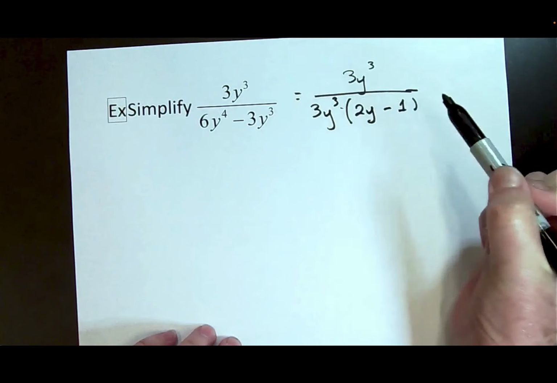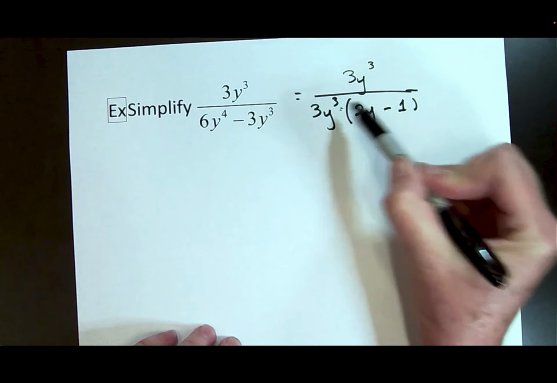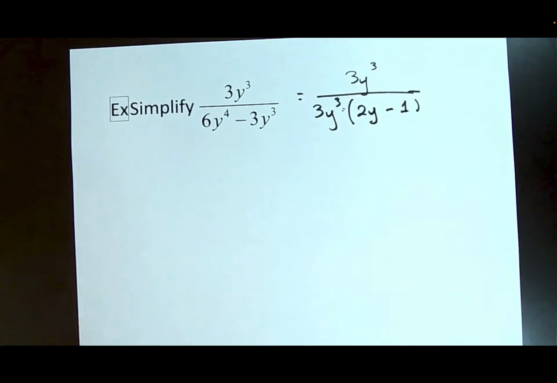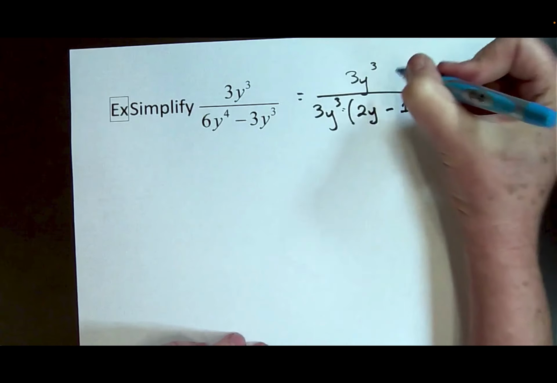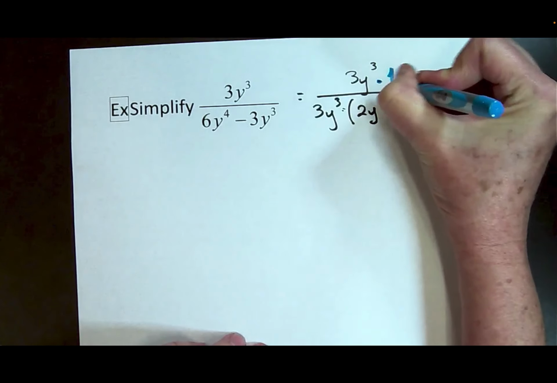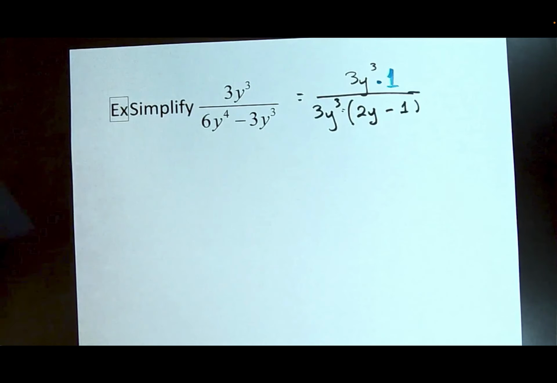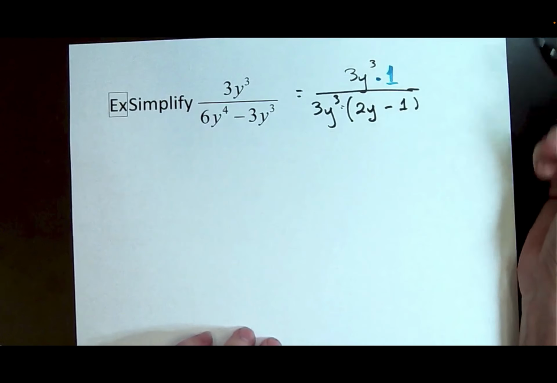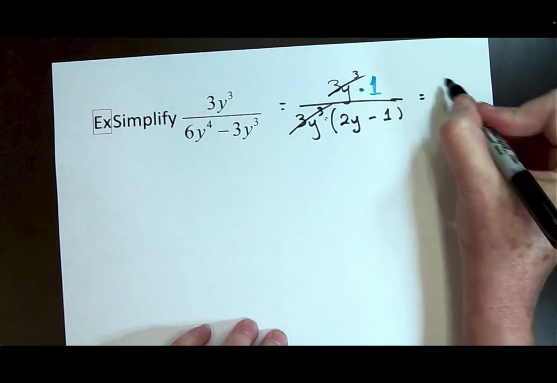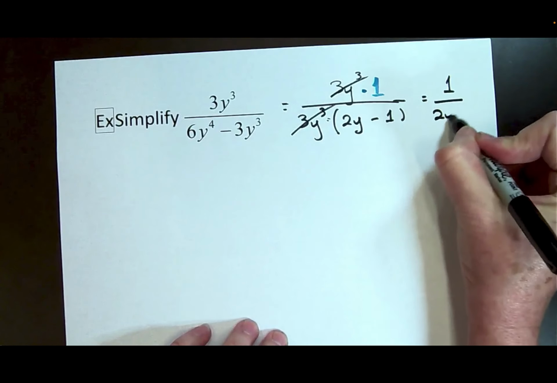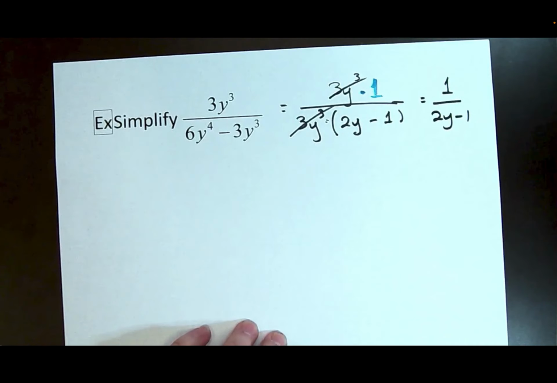And now I have a factor down below that's the same as a factor above. Now you may wonder, how can I call 3y cubed a factor when it's the only thing there? Well, you can think of it as multiplying 1, but it's certainly not having anything added or subtracted to it, okay? So it's not a term, but I can think of it as a factor. I'm going to cancel those common factors, and I'm left with this 1 on top and 2y minus 1 down below.